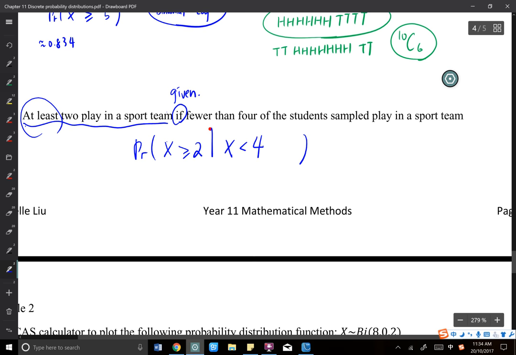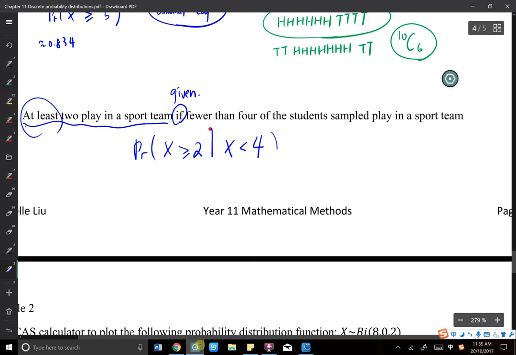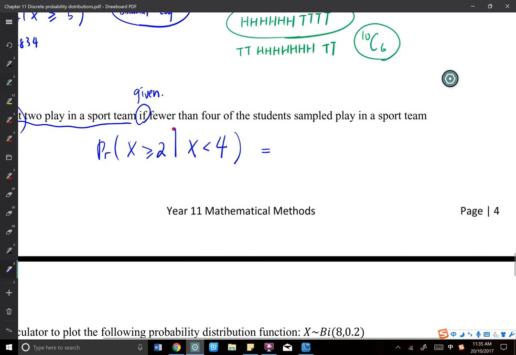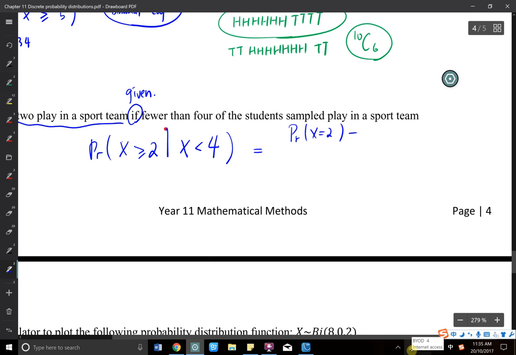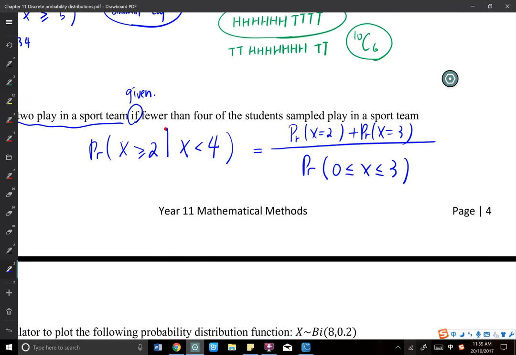Yes, fewer than 4 means definitely smaller than 4. So X is less than 4. So you're looking for X greater than or equal to 2. But at the same time, you know that X will be less than 4. That's additional information you have. So what's the intersection between that? Greater than or equal to 2 and less than 4, what's the intersection? 2 and 3. Less than 4 means 0, 1, 2, 3.